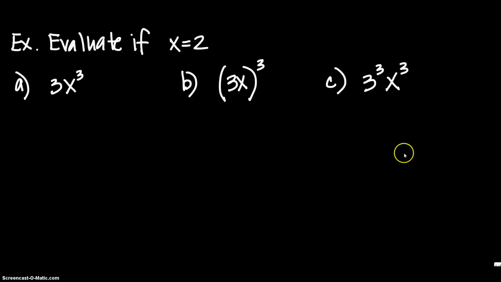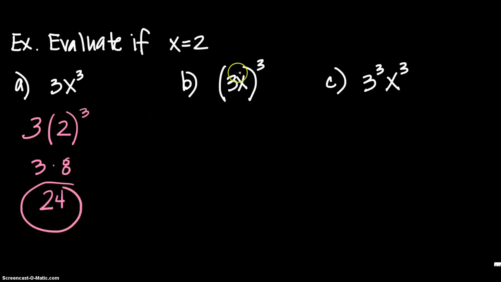All right, evaluate if x equals 2. So this is super important because often students mess up. So this is 3, and then it's only the x cubed. So 2 cubed. 2 cubed is 8, so 3 times 8, which is 24. Okay, so 24 is the answer to A.